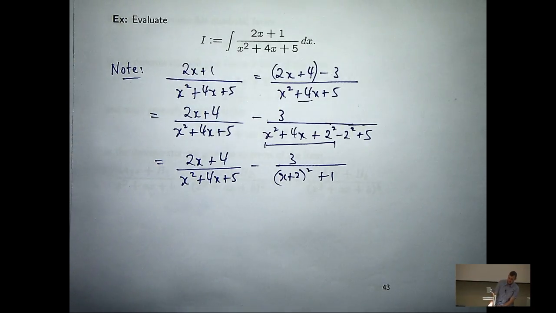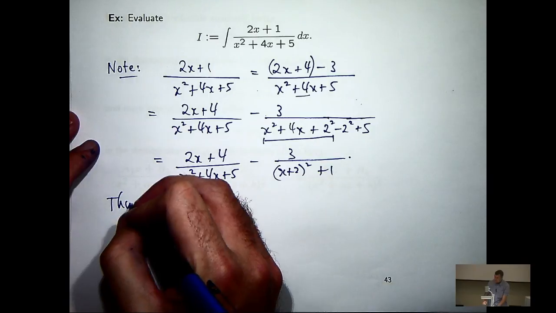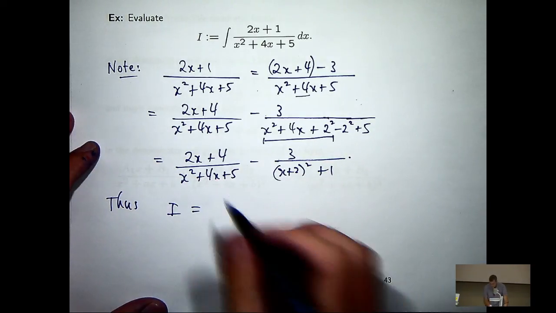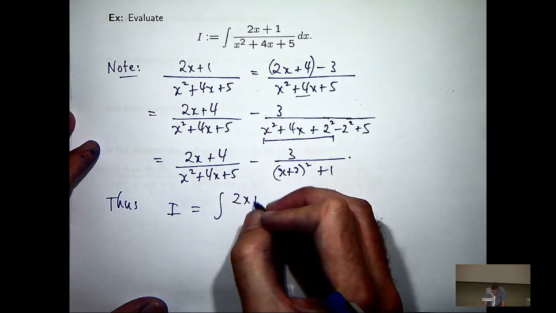Okay, so now we can integrate both of those terms. The first term is going to have an integral involving a logarithm. The second term is going to have an integral involving inverse tan. Okay? So the integral is going to be something like this.